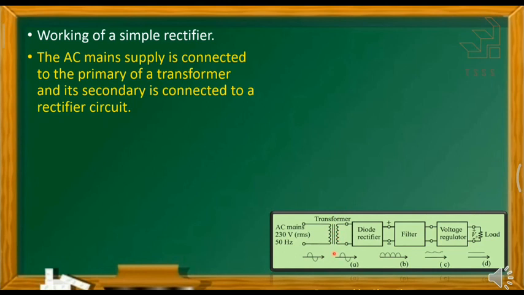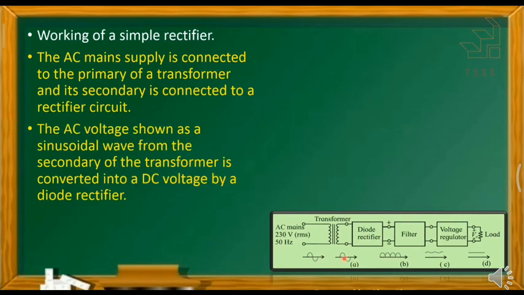That is the symbol of the transformer. We know that the principle of a transformer is mutual inductance. The AC voltage, shown as a sinusoidal wave from the secondary of the transformer, is converted into DC voltage by a diode rectifier.